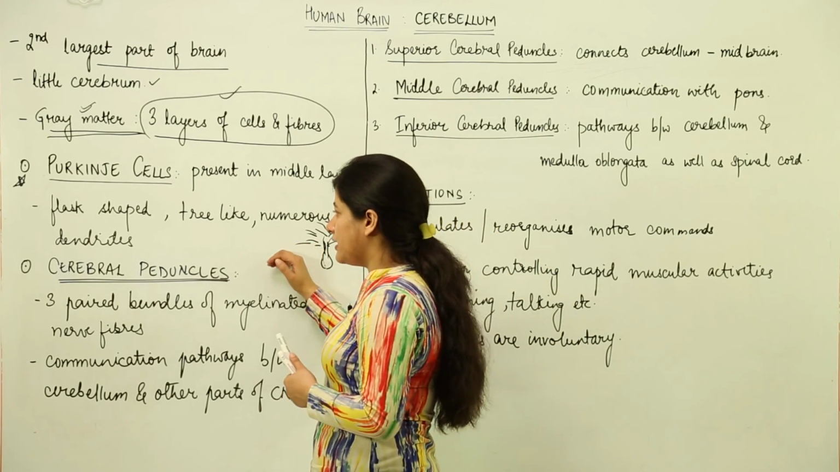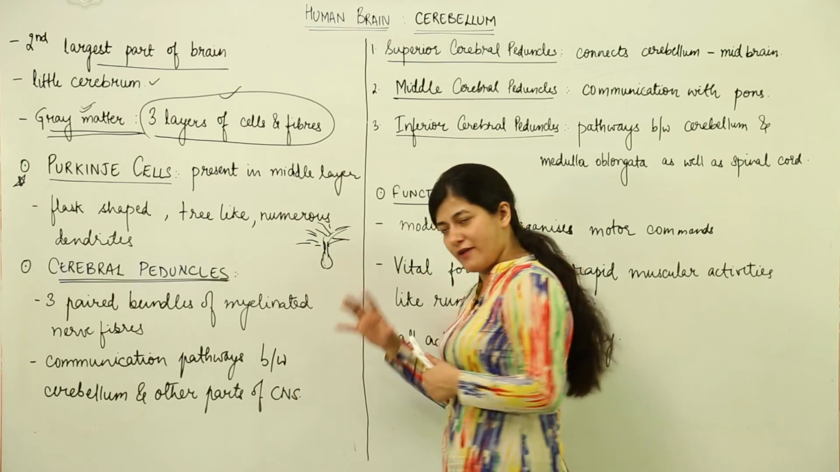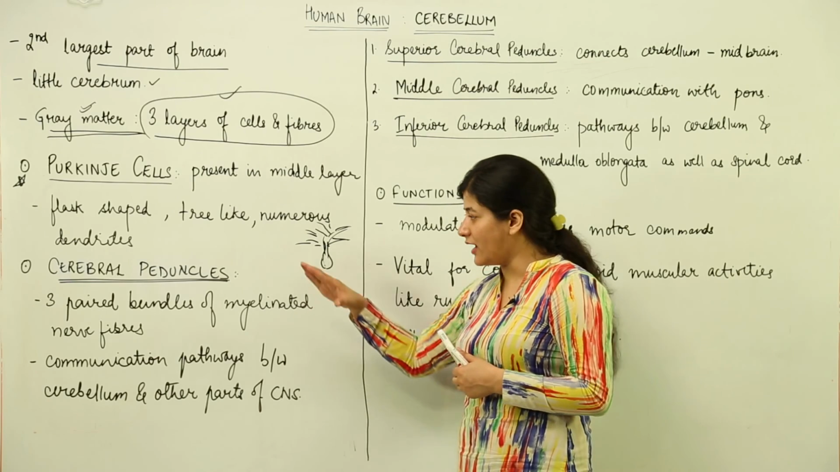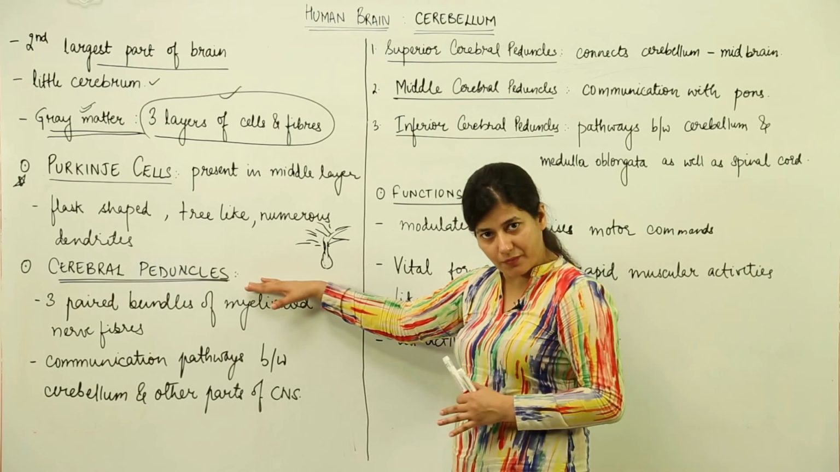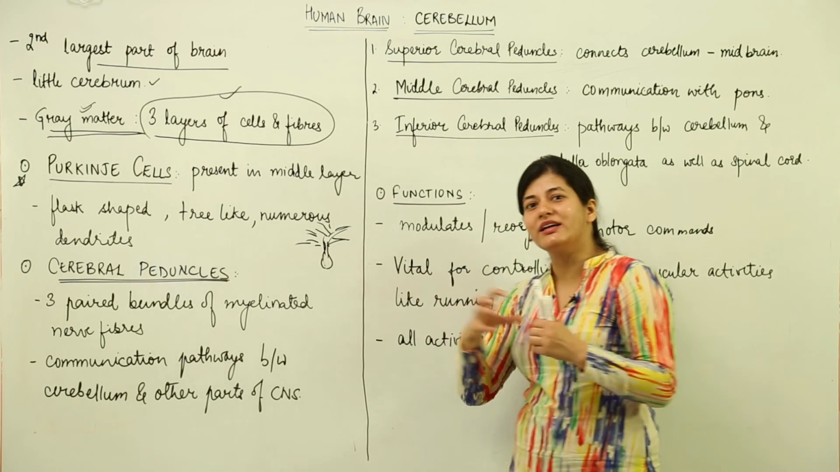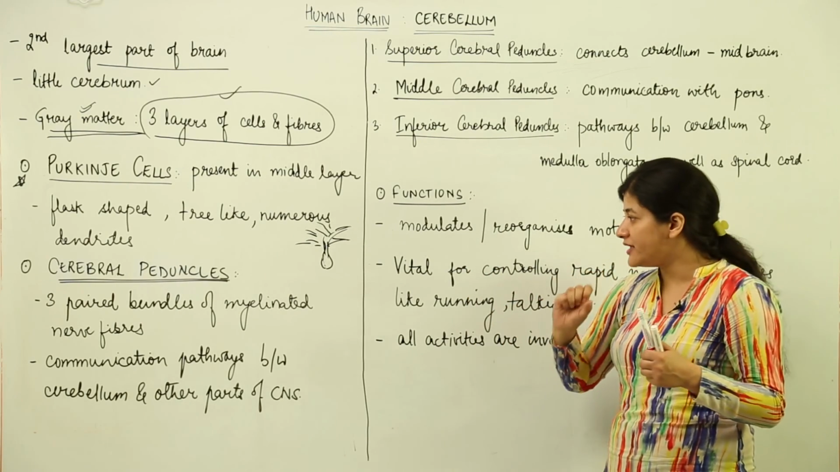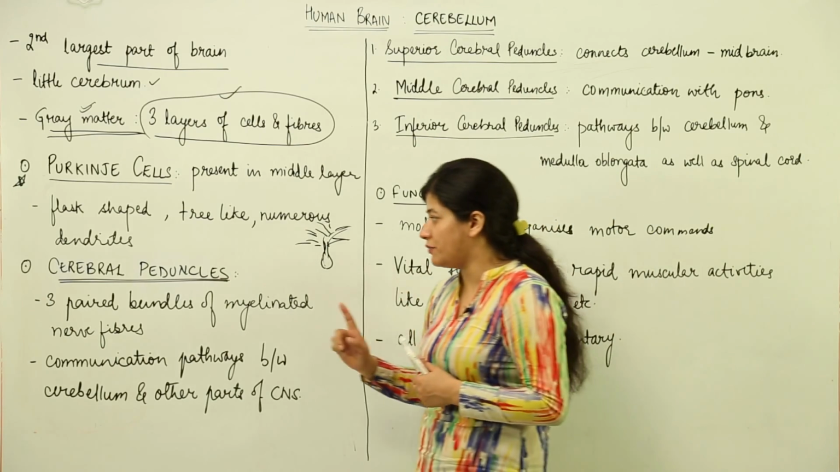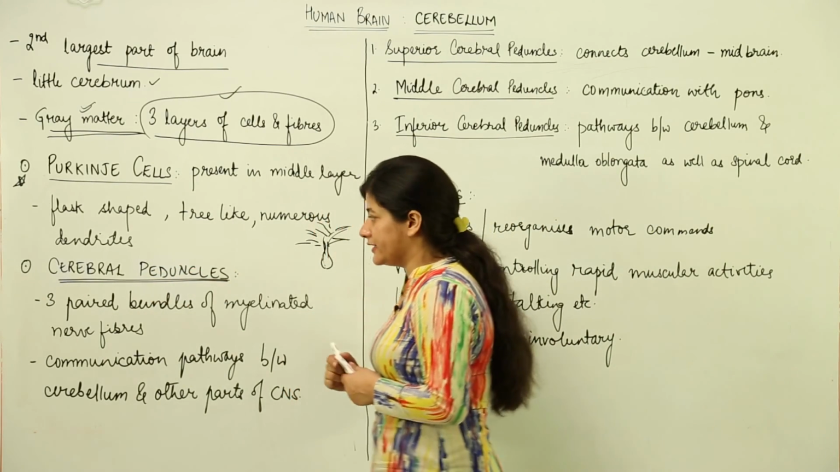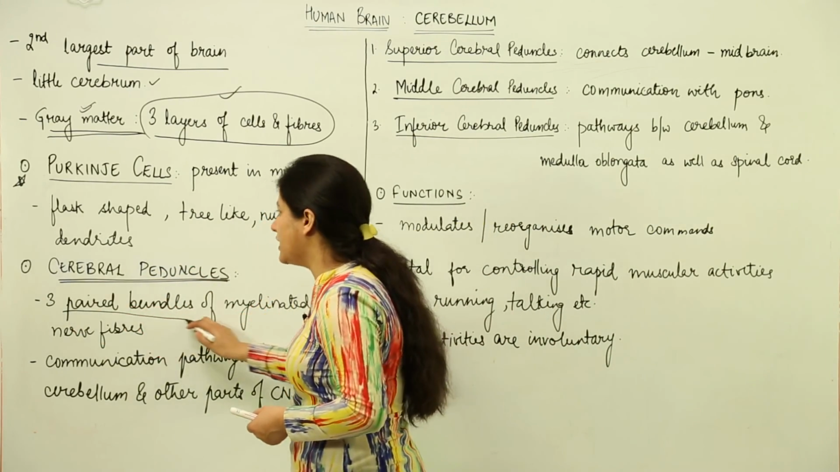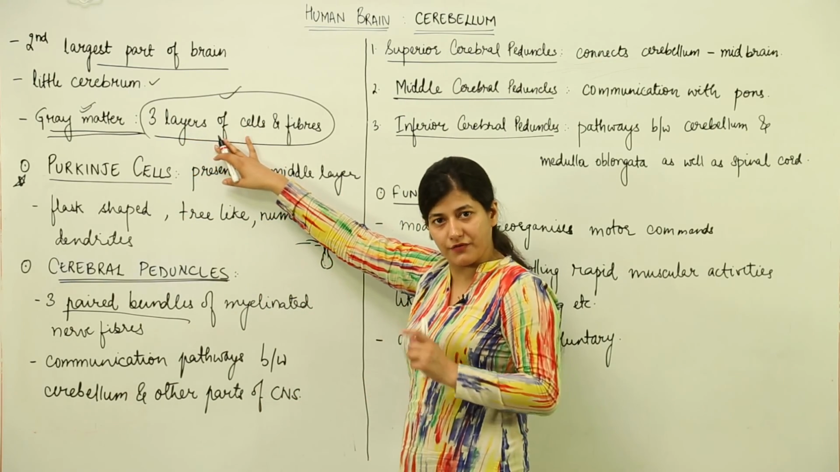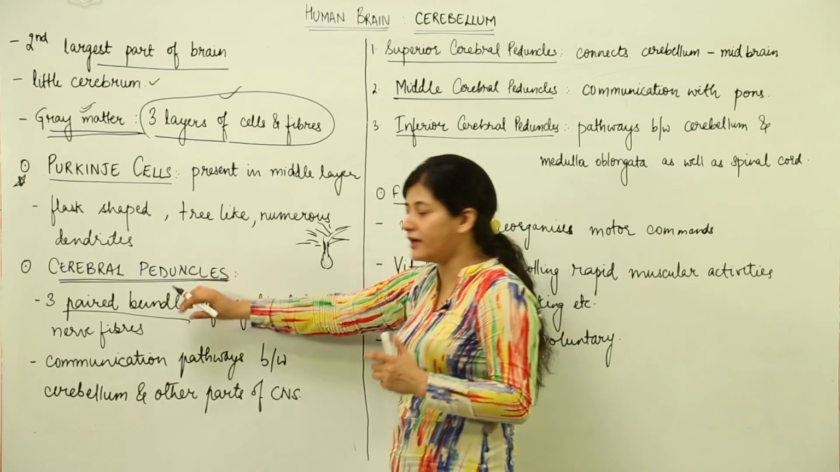Now in the cerebellum, apart from the functions which are quite important, there are cerebellar peduncles, which are nothing but connections between different parts of the brain and the cerebellum itself, not cerebrum. Now what are cerebellar peduncles? They are three paired bundles. Now as there were three layers of the grey matter, here also the peduncles are three in number.